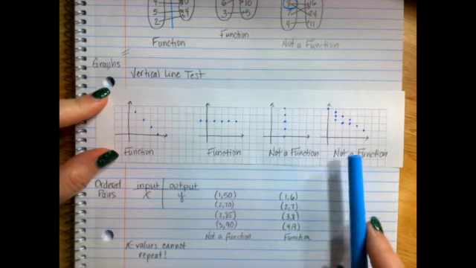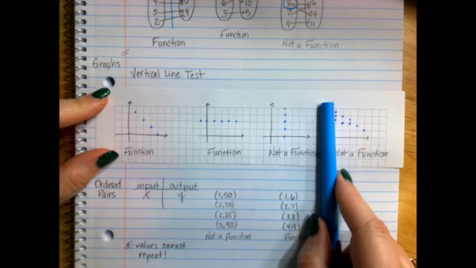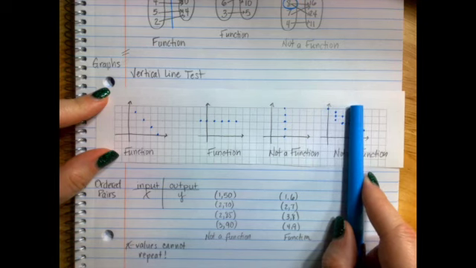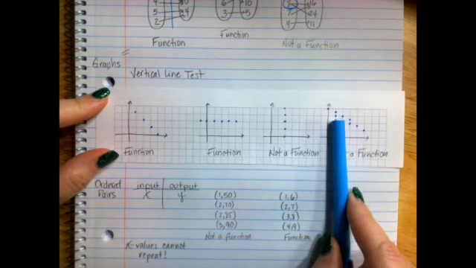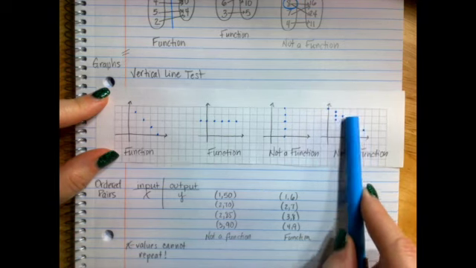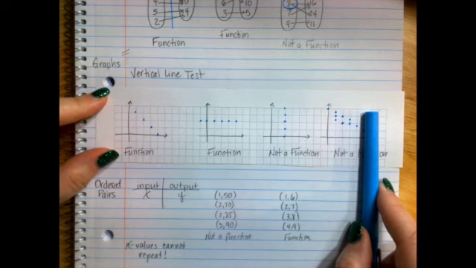And then this one is also not a function because as I go across this way, I get several that hit at the same time. Okay, so if anything goes up and down like this, then it's not a function.